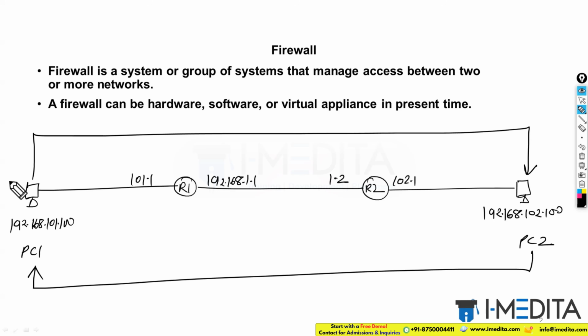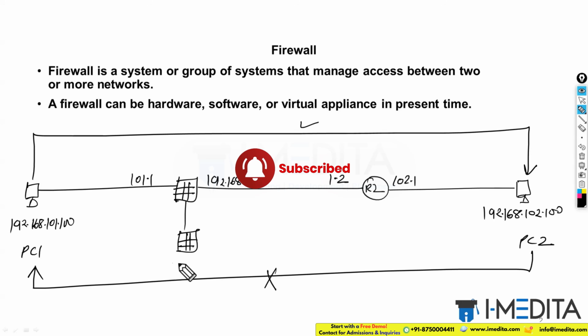Now what do we want? We want PC1 to be able to communicate with PC2, but PC2 should not be able to communicate with PC1. To achieve this functionality, we need to add a firewall here. We can use one firewall. We can also configure HA here. In HA, we can configure two.